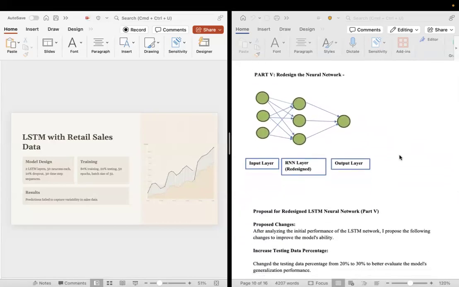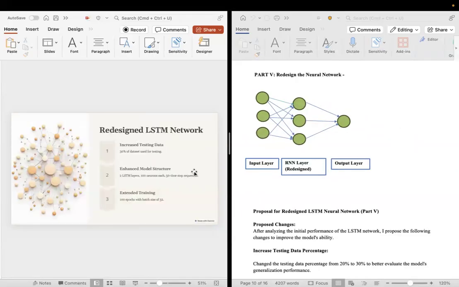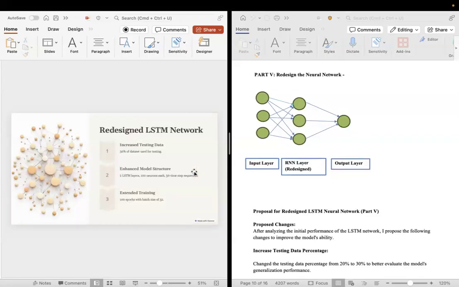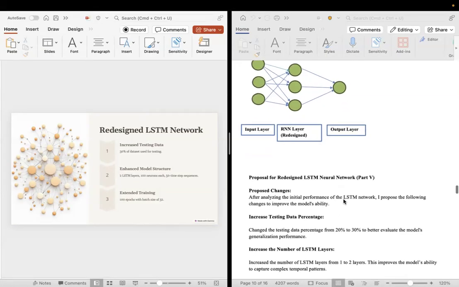Coming to part 5, redesign the neural networks. In this redesign: increased testing data, 30% of the dataset used for testing; enhanced model structure, 2 LSTM layers, 100 neurons each; 50 time step sequences; extended training, 100 epochs with batch size of 32. Here is the diagram of the redesign of the neural network. Input layer, RNN layer redesigned, output layer.